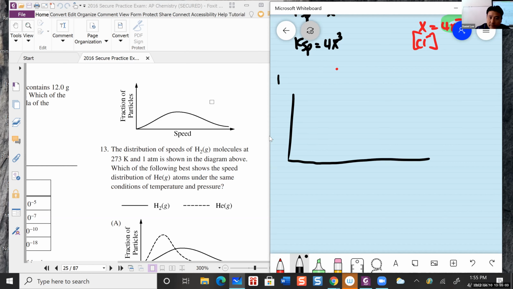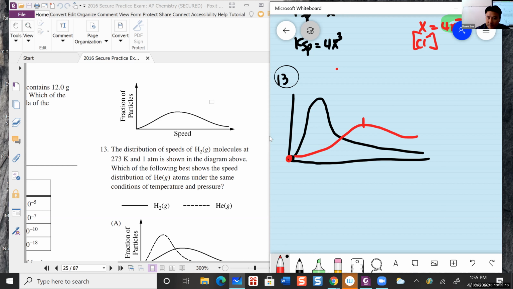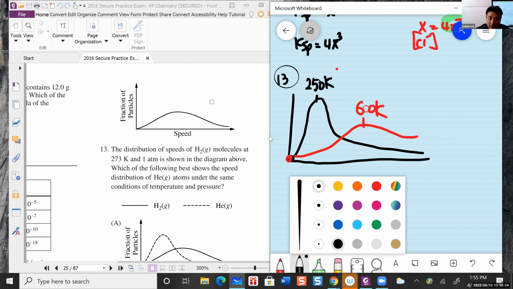Number 13, at higher temperature, you shift to the right and down. So you still start from zero, shift to the right and down. This would be at, let's say for example, 600 Kelvin. We're originally at 250 Kelvin. Okay, you shift to the right and down. Now this is also true when you become smaller.